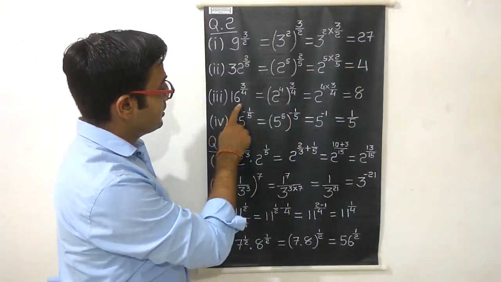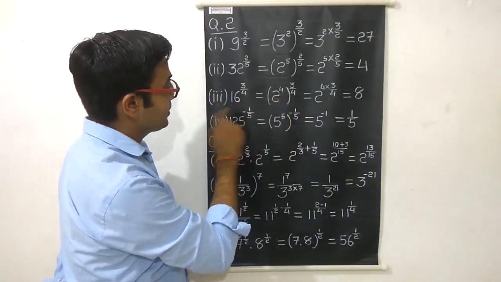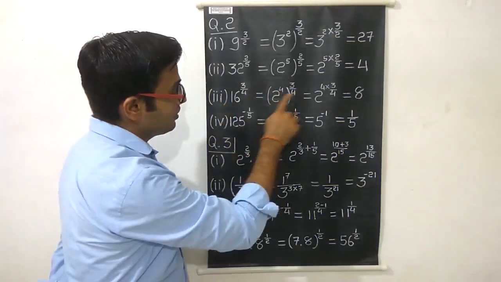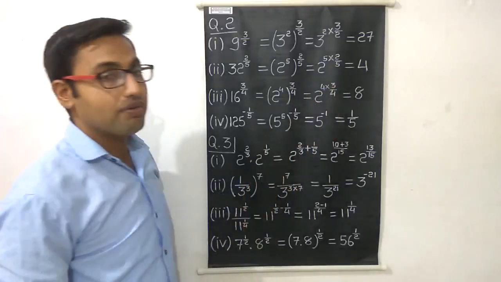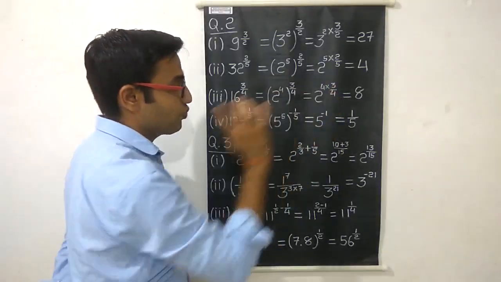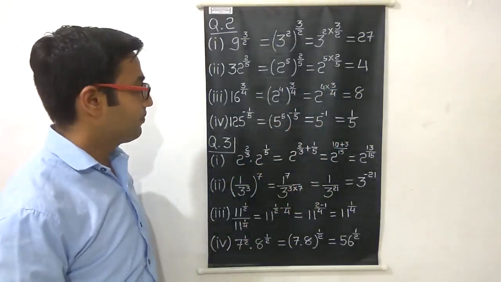Third, 16 raised to 3 upon 4. We can put down 2 raised to 4 instead of 16 and whole raised to power 3 upon 4. So this 4 and 3 upon 4 power will multiply. 4 and 4 will cancel out each other. 2 raised to power 3 will remain as it is. So 2 raised to power 3 is 8.